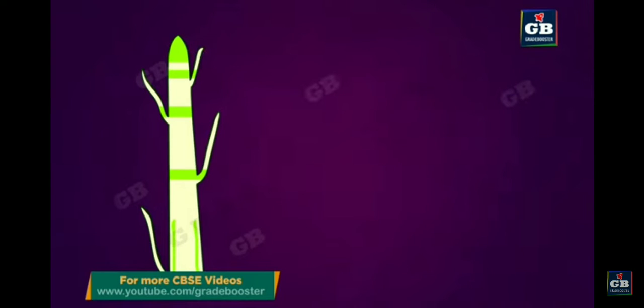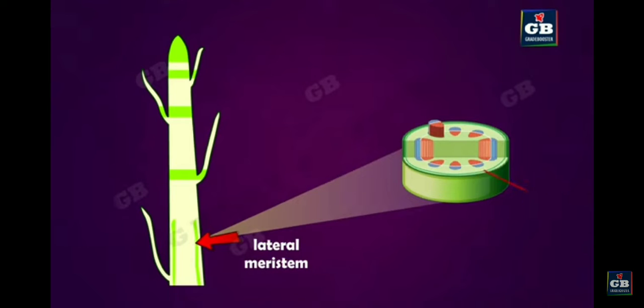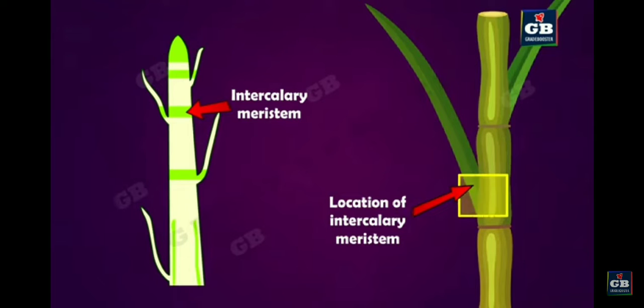Second one, lateral meristem. This meristematic tissue is found in the cork cambium and vascular cambium of plants. This lateral meristem helps the plants to increase their girth. Now the third one, intercalary meristem. This meristem is mostly found in the monocot plants like grass. Intercalary meristems are found at the base of the leaf and at the node.